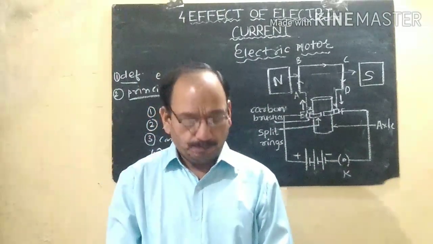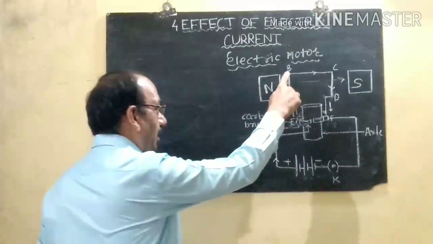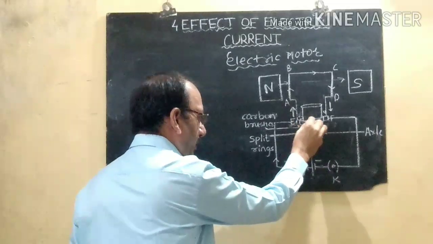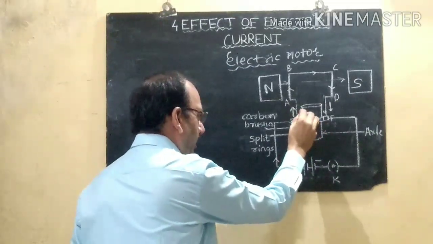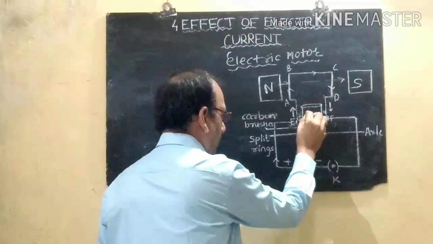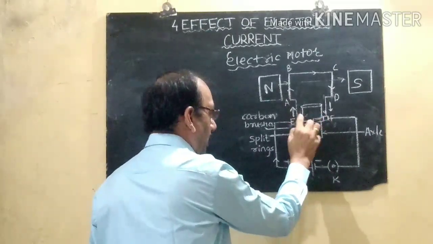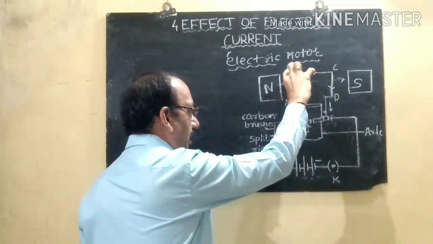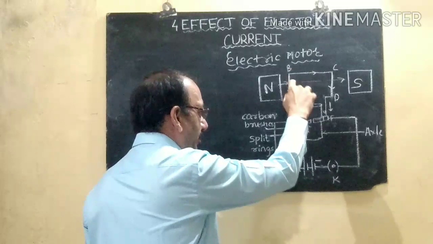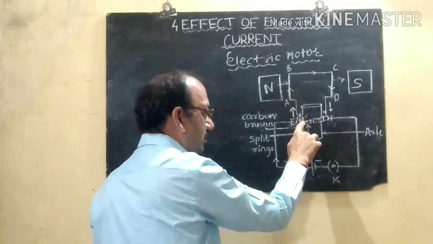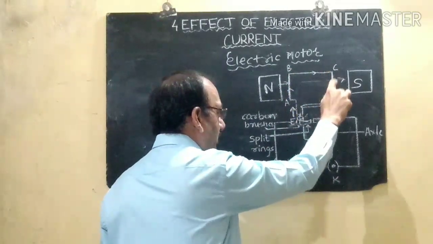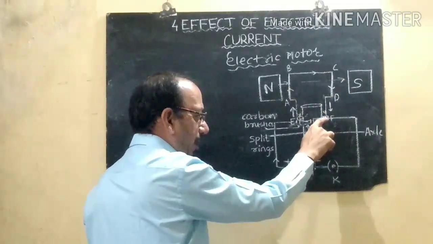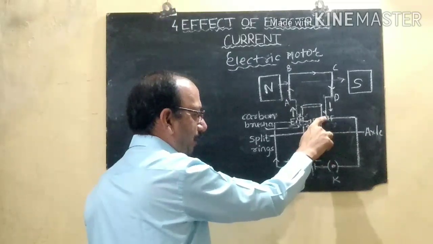The direction of magnetic field is perpendicular to the loop, and one end of this armature coil is connected to this split ring. The name of this split ring is X. And the other arm, this is the arm of armature coil AB and CD. This AB is connected to the split ring X, and this CD, the other arm of this armature coil, is connected to the other split ring, that is Y.